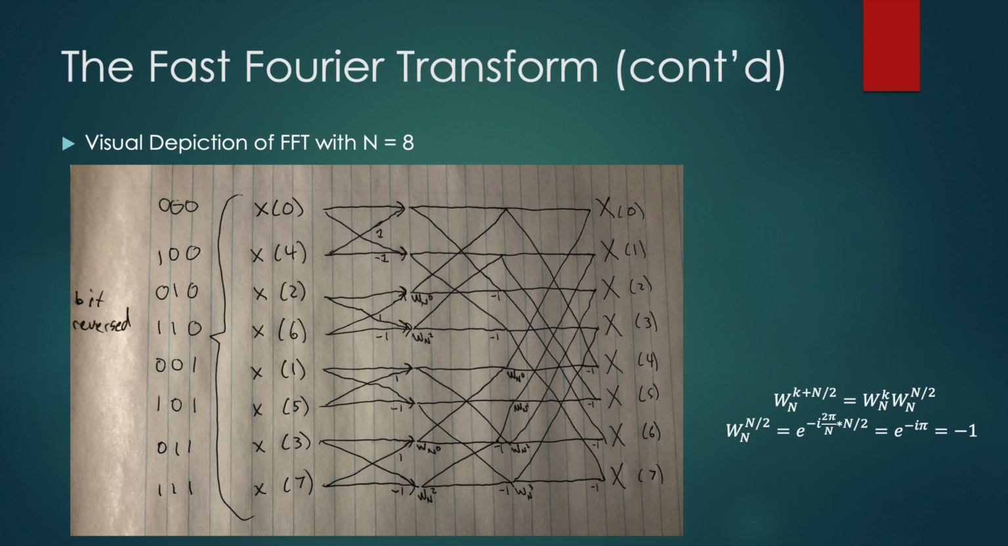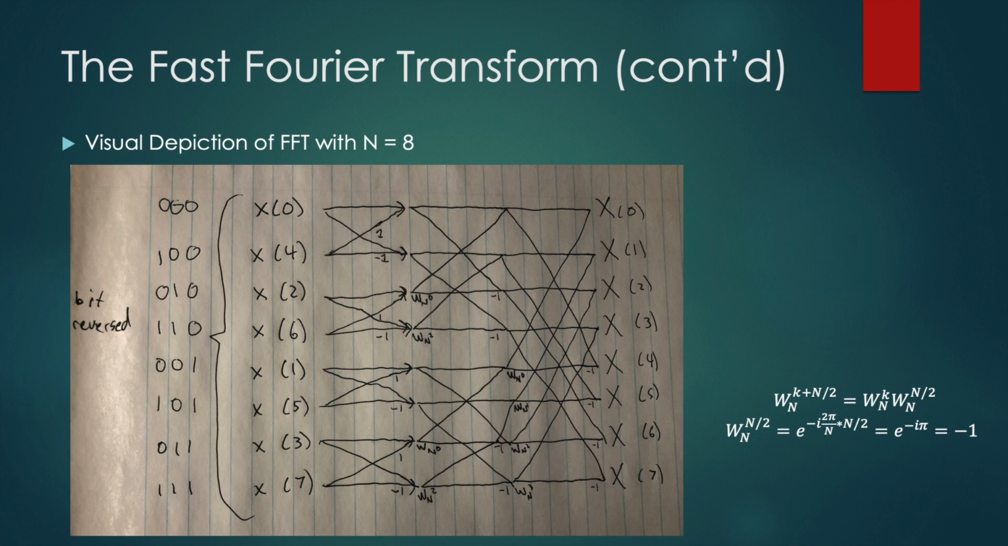So in the first stage, the length 2 DFTs are being calculated. The process to calculate a length 2 DFT is really simple because your W of 2 can only be 1 or negative 1. When k is 0, it's always 1, so you have x0 plus x1. When k is 1, it's 1 when n is 0, so you have x0, and it's minus 1 when n is 1, so you have minus x1.